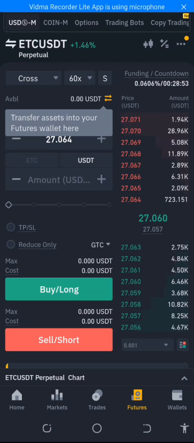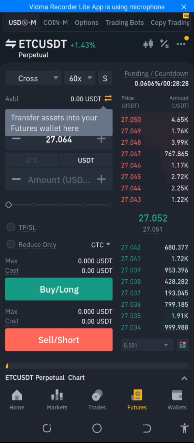Now, before I proceed, there are things that you should bear in mind. First of all, futures trading can make you a whole lot of money, and futures trading can also make you go bankrupt. So it depends on how you approach this futures trading.